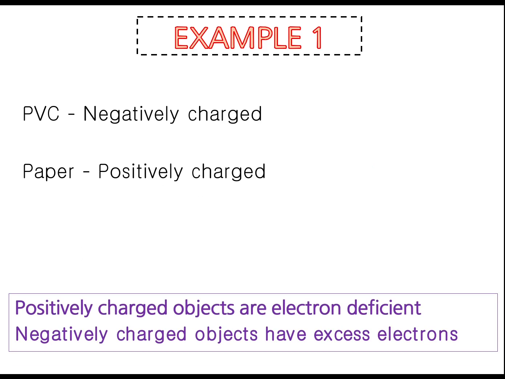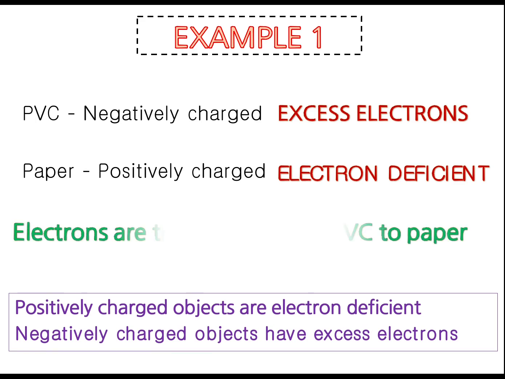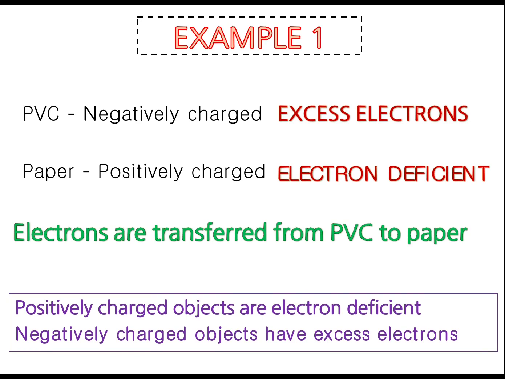Remember, positively charged objects are electron deficient. Negatively charged objects have excess electrons. Since PVC is negatively charged, it will have excess electrons. That means it has more electrons compared to protons. Paper is positively charged. It will be electron deficient. That means it has more protons compared to electrons. Since PVC has excess electrons and paper is electron deficient, electrons are transferred from PVC to paper.